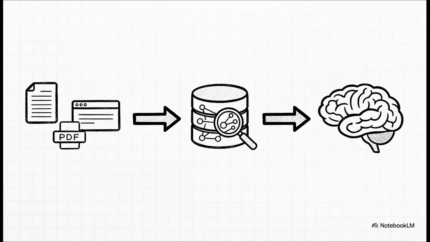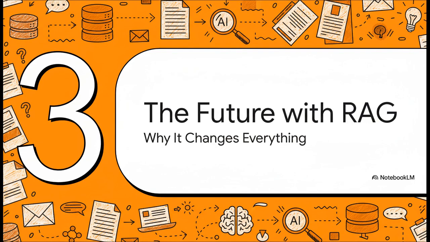And you don't need some crazy expensive setup either. The core ingredients are pretty simple. First, you need your data. The stuff you want the AI to know about. Then you need a smart search index, which is usually a vector database. Just think of it like a super organized card catalog for your library that understands the meaning of your data, not just keywords. And finally, you need the language model itself, the brain of the operation that puts it all together.